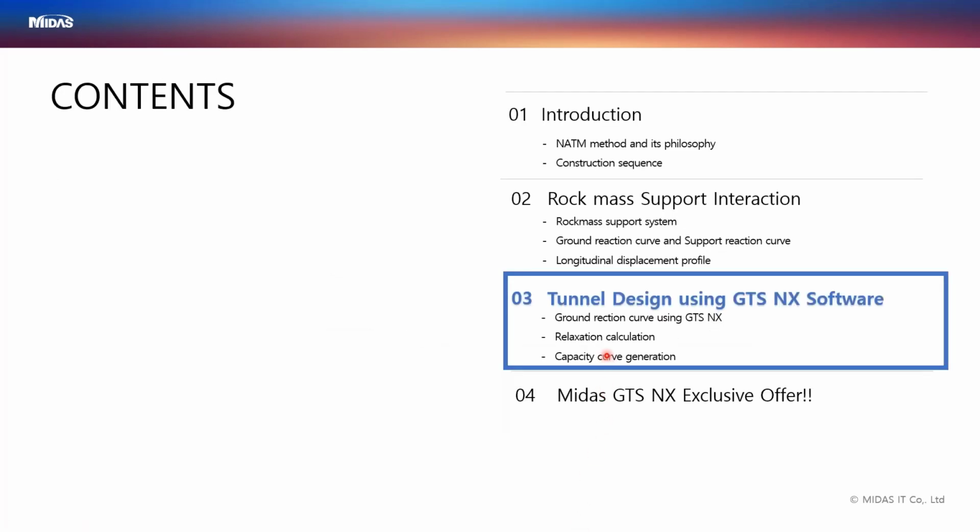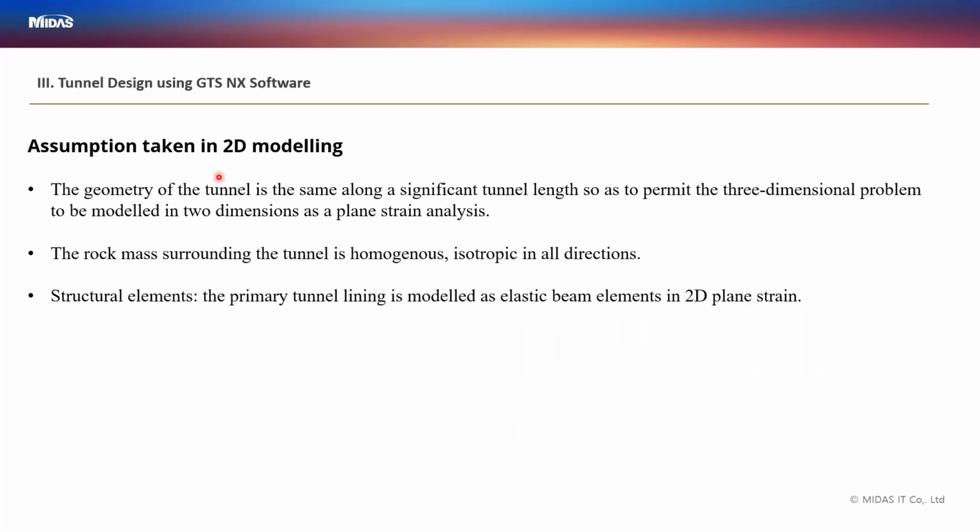So now we'll move to the tunnel design using GTS NX software. The assumption taken in the 2D modeling today is that the geometry of the tunnel is the same along a significant tunnel length, which permits me to model the three-dimensional problem as a two-dimensional problem, that is, the plane strain analysis. The second thing, the rock mass surrounding the tunnel I am considering is homogeneous and isotropic in all directions. The third thing, the structural elements: the primary lining is modeled as an elastic beam element in the plane strain model.